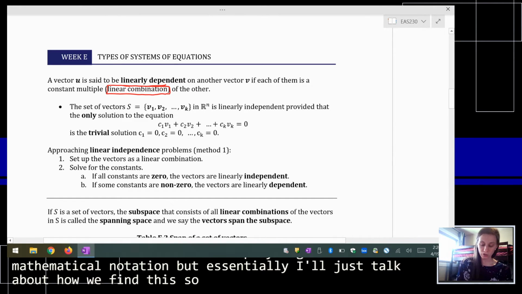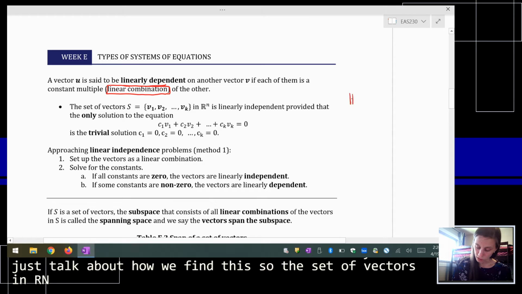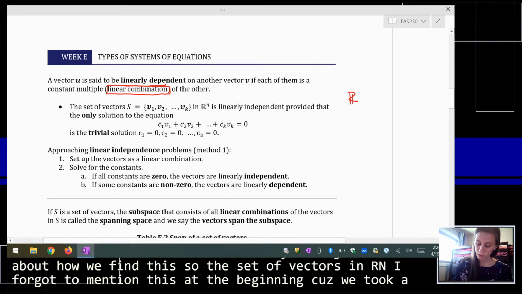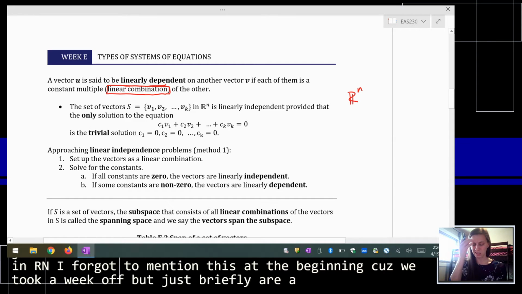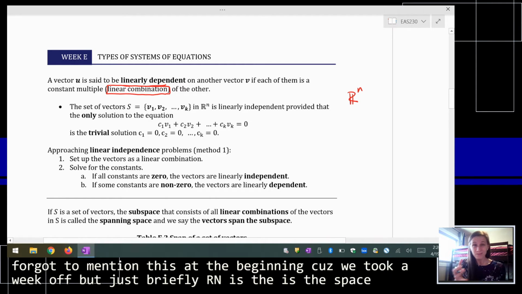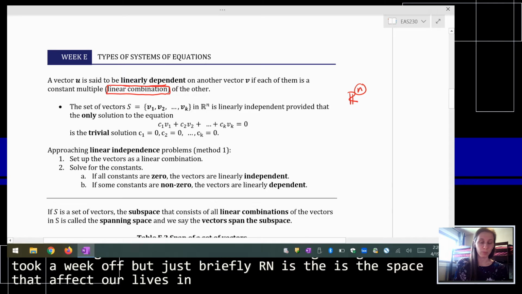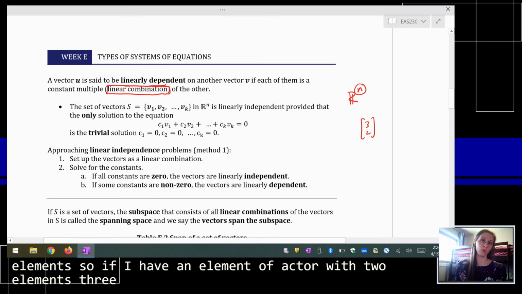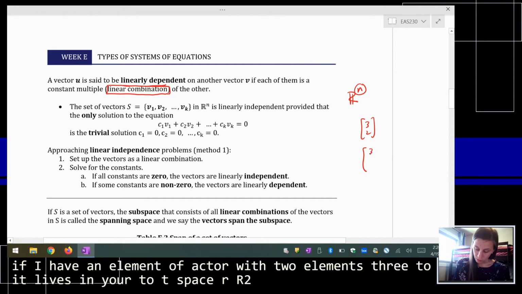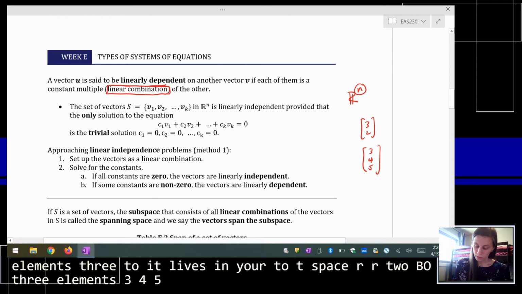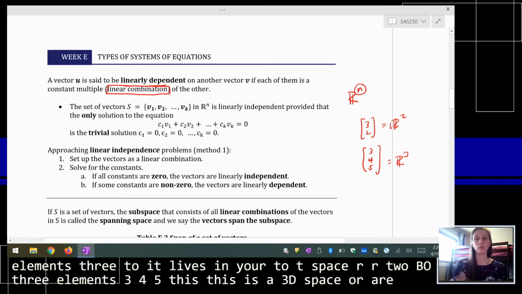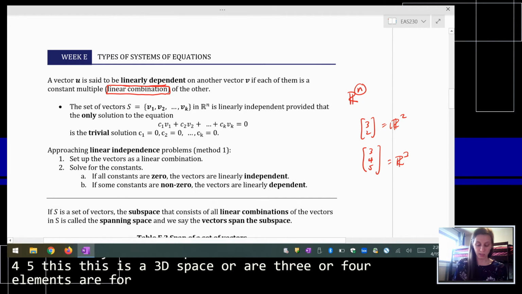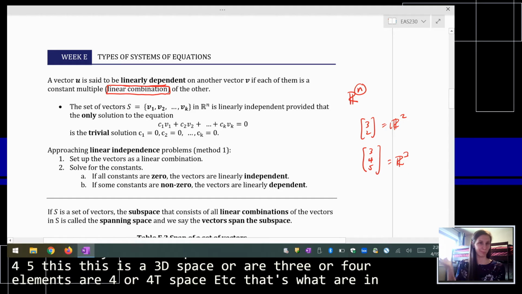So the set of vectors in Rn, I forgot to mention this at the beginning because we took a week off, but just briefly, Rn is the space that a vector lives in, where n is the number of elements. So if I have a vector with 2 elements, 3, 2, it lives in your 2D space, or R2. If you have 3 elements, 3, 4, 5, this is a 3D space, or R3. If you have 4 elements, it's R4 or a 4D space, etc. That's what Rn means. Brief introduction.